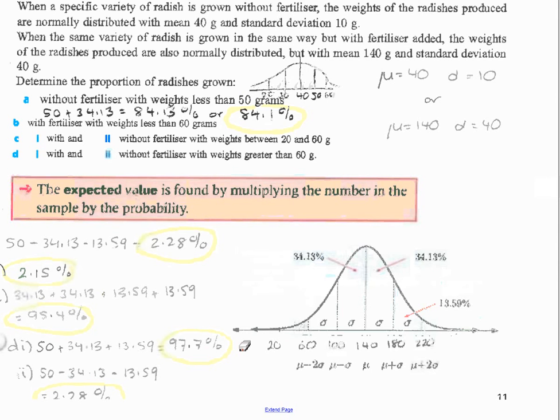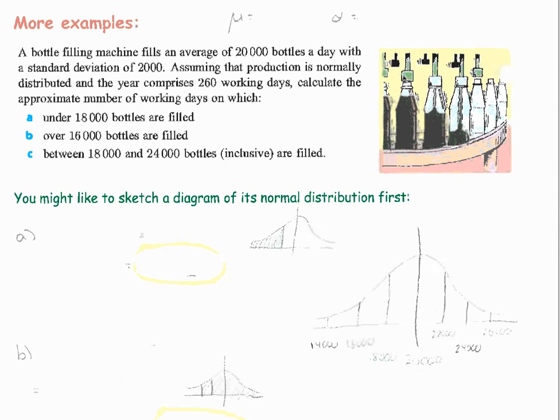Okay. So more examples, I think this is the last one. A bottle filling machine fills an average of 20,000 bottles a day. So average meaning that the mean, mu, is 20,000. So make sure to write that down, with a standard deviation of 2,000. So they're big numbers, but it's still possible to do the question, no problem. So sigma equals 2,000.